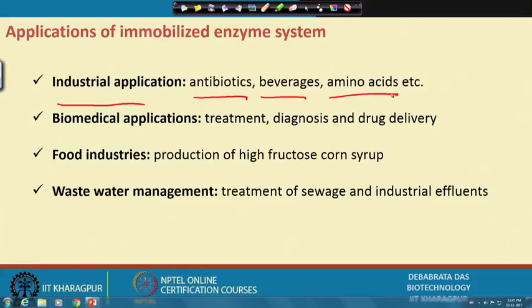Now, application of immobilized systems. If you look at the industrial applications, we have antibiotics, beverages, and amino acids. I can give a very typical example, that is chill proof beer. I don't know whether you have heard of chill proof beer. What do you mean by chill proof beer?